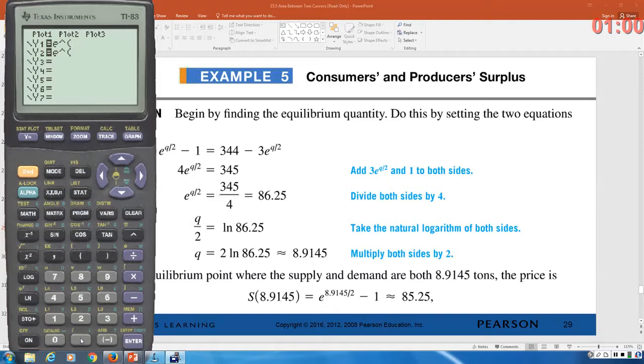And Q over 2 is 0.5Q. It's easier just to type in 0.5X. And that's minus 1. Sorry, I keep jumping to the wrong function. And then your other function is 344 minus 3e to the 0.5x.